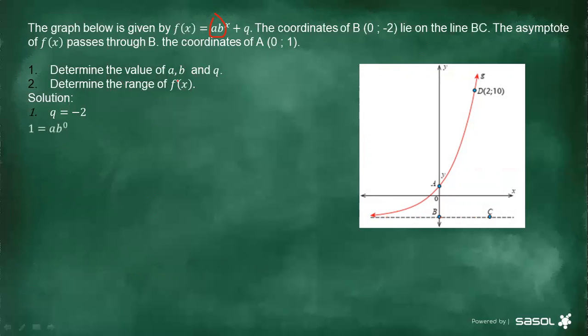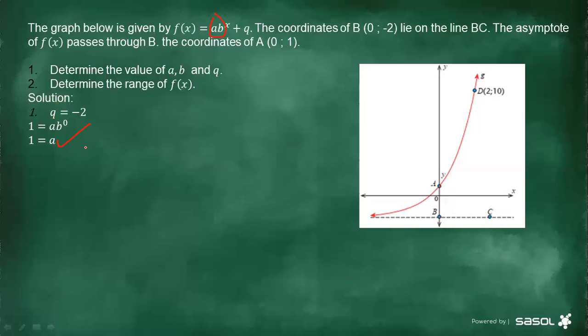And now, if we want a, which point am I going to use? The coordinate of A, which is (0, 1). For y it's 1 and for x it's 0. Therefore, we say this. It's going to help us get the value of a, because b to the power 0 is 1, and 1 times a is a. So a is equal to 1.